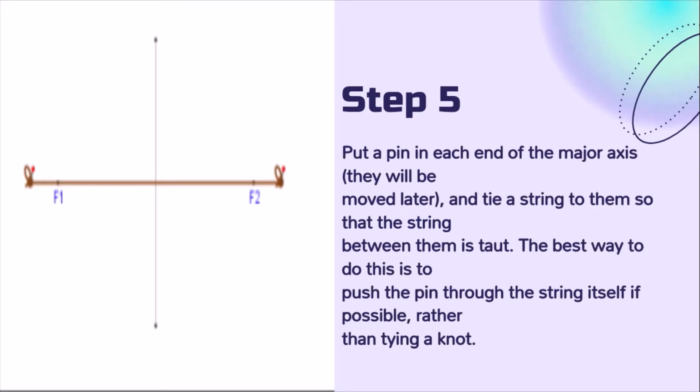Step 5. Put a pin in each end of the major axis. They will be moved later. And tie a string to them so that the string between them is taut. The best way to do this is to push the pin through the string itself, if possible, rather than trying a knot.